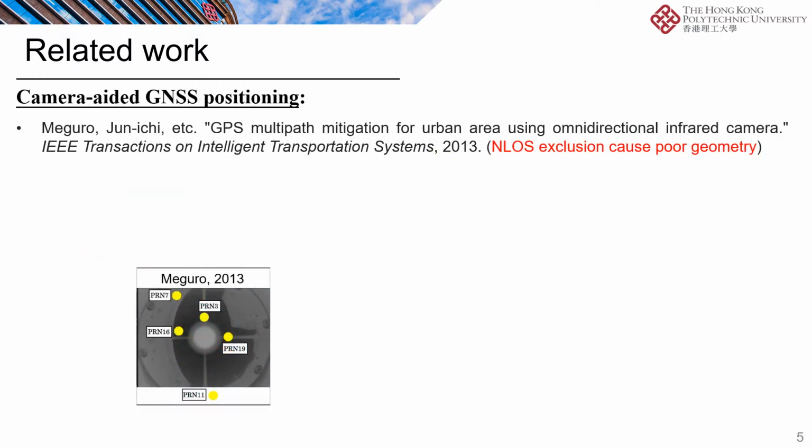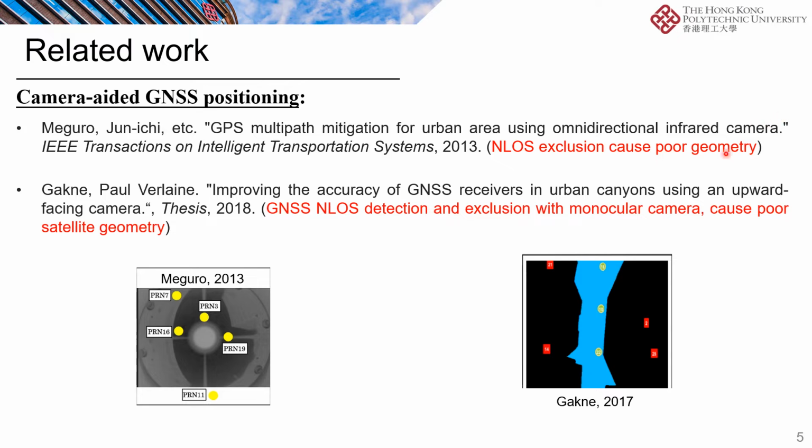In this method, the team proposed using an infrared camera to detect the non-line-of-sight receptions. For example, in this figure, this is the sky view area, this is the non-sky area, this is the LOS, and this is the NLOS receptions. However, it excludes NLOS, which will cause poor geometry.